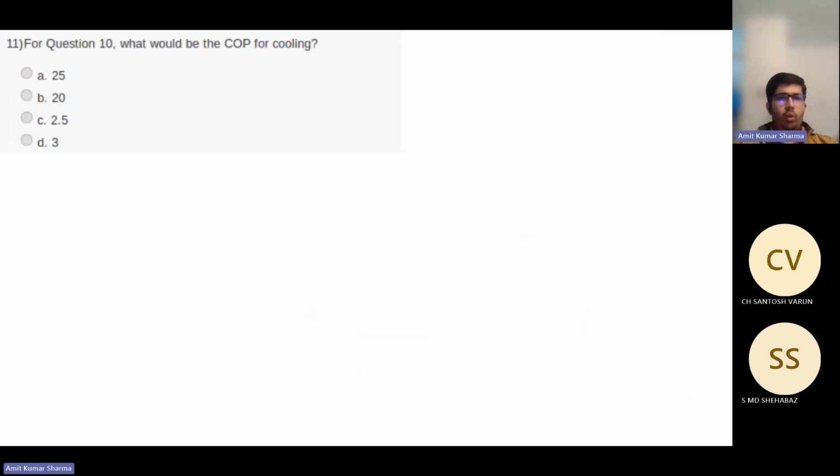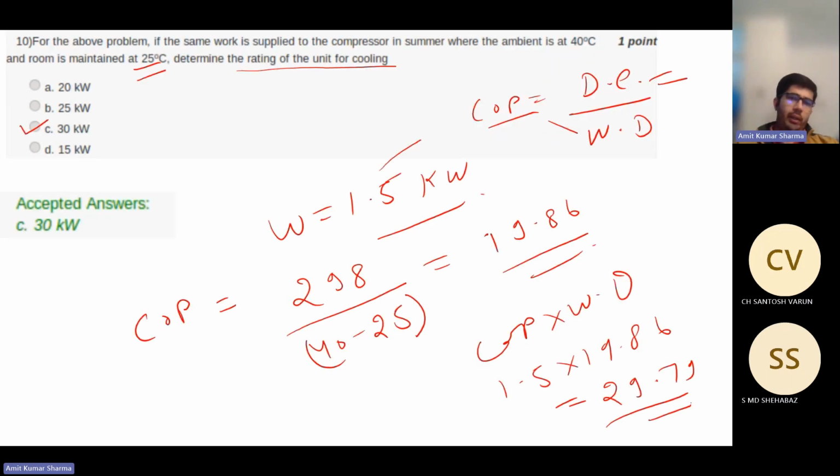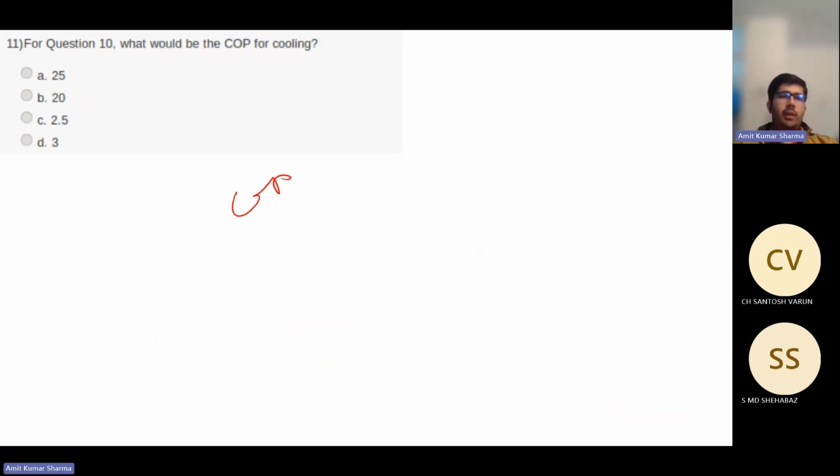Now for question 10, what would be the COP for cooling? I think we have already calculated the COP. Just let me know the answer. 19.86. So COP, as we have already calculated, is 19.86. So see the nearest possible option, that is 20, B. So the correct option will be option B. The COP of the cooling will be 20. Okay, so these are the questions for today.